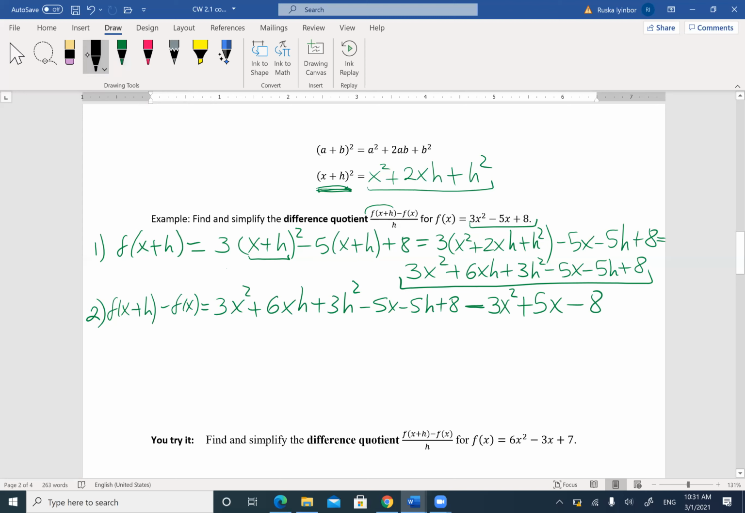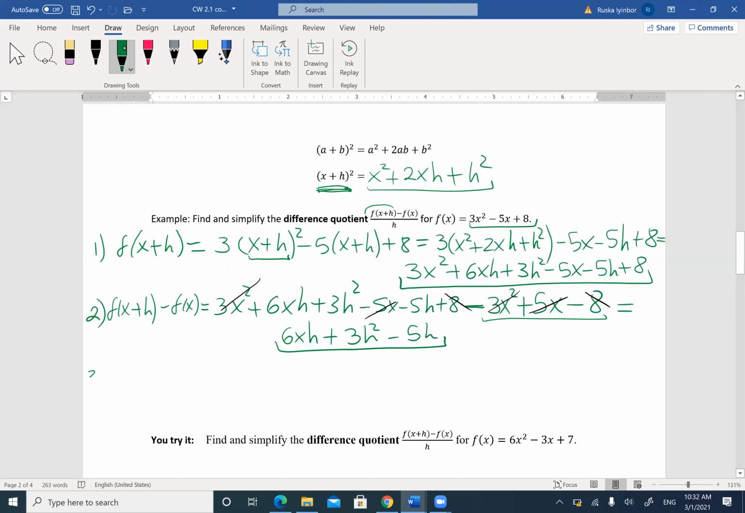We're going to cancel 3x squared and negative 3x squared, 5x and 5x, 8 and 8. Remember I told you in the example before, everything in the function f has to cancel out. We cancel it out, and let's see what is left. We're left with 6xh plus 3h squared minus 5h. So this is the answer for step 2.